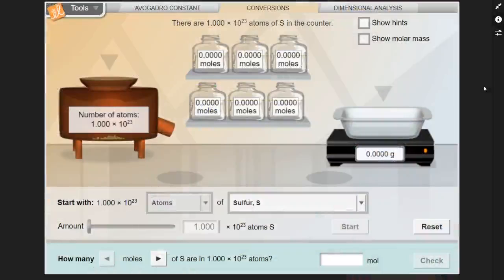So I have my 1 times 10 to the 23 atoms in the atom counter. So if I put a jar underneath it, I get 0.17 moles of sulfur. This does not completely fill our jar, and I only have 0.17 moles of my sulfur.